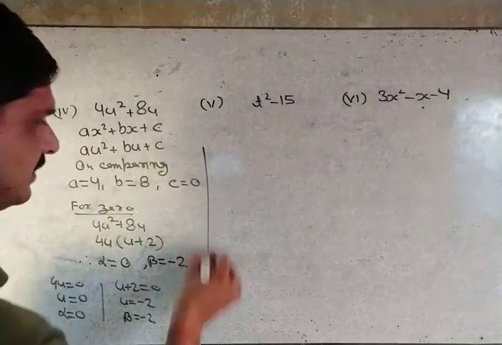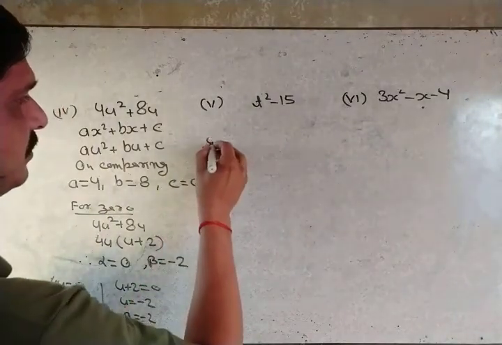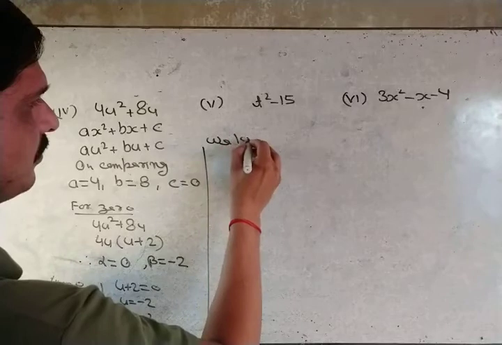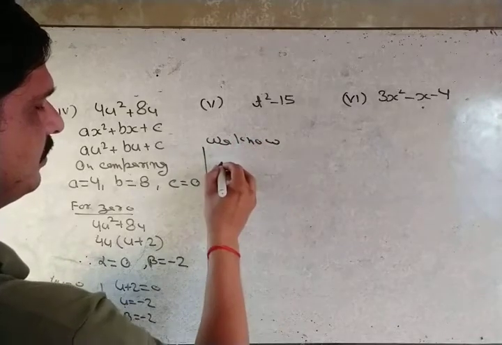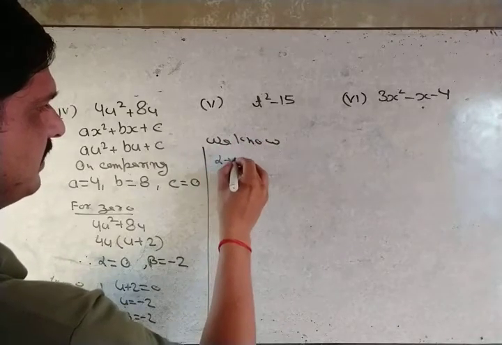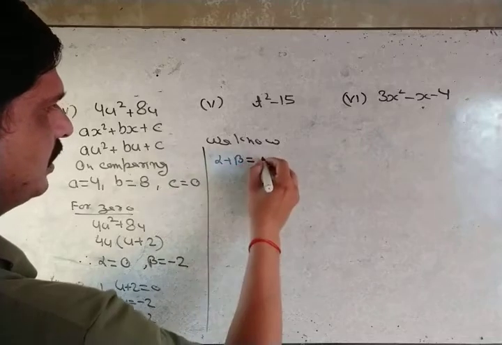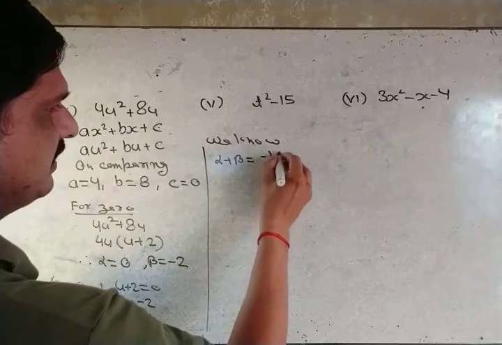Now we know alpha plus beta is equal to what? Minus b by a. You can do like this.